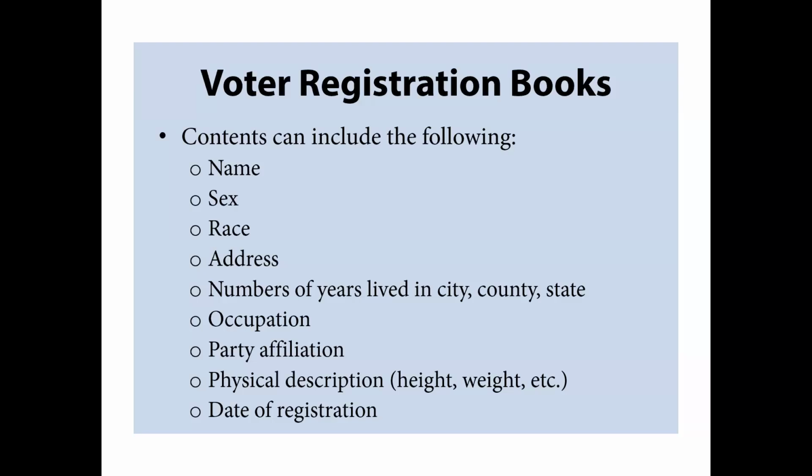What their address was. Sometimes you even get down to a street address or at least a city. They would ask residency: how many years did you live in the city, the county, the state, to make sure you were eligible? They would often note your occupation, if there was a party affiliation being recorded, sometimes even down to physical description, height, and weight. Think about they might be looking at different ways of trying to verify identity, especially when there were no licenses being used, and of course, when you actually registered.